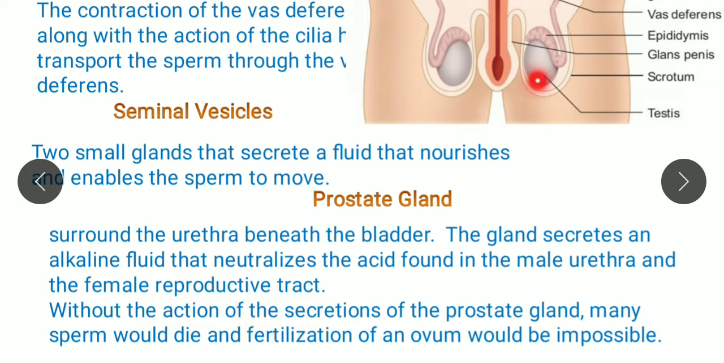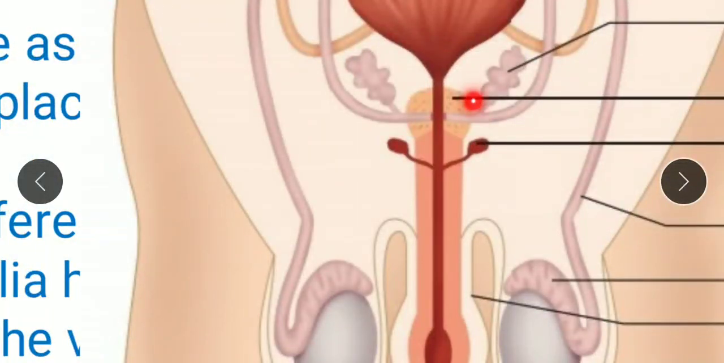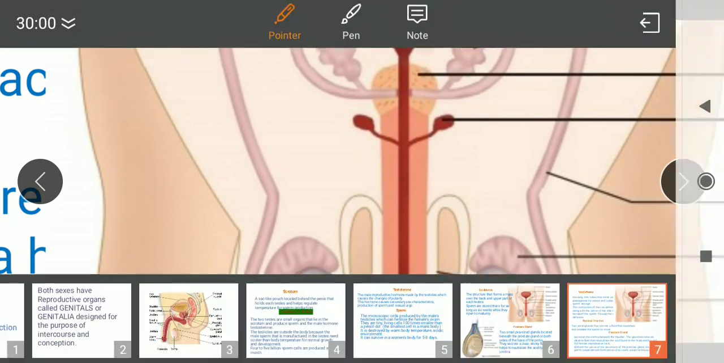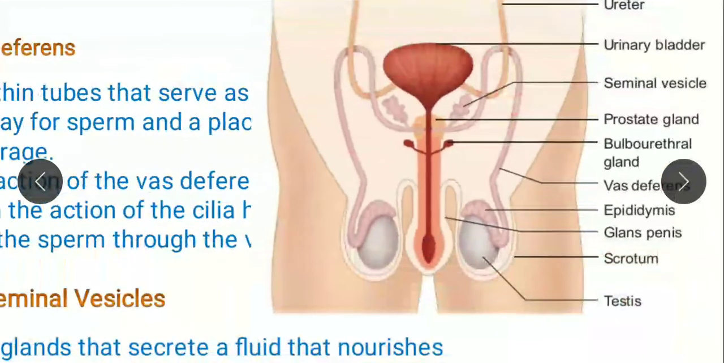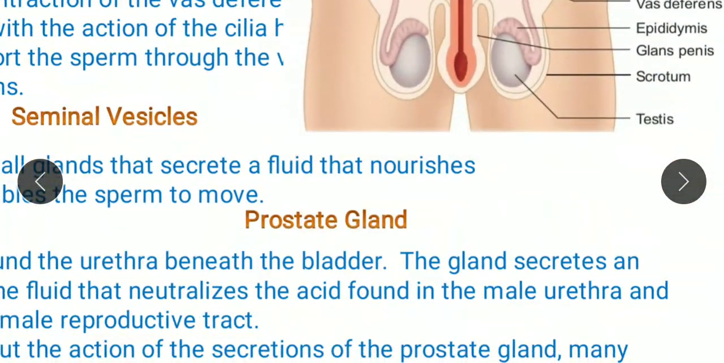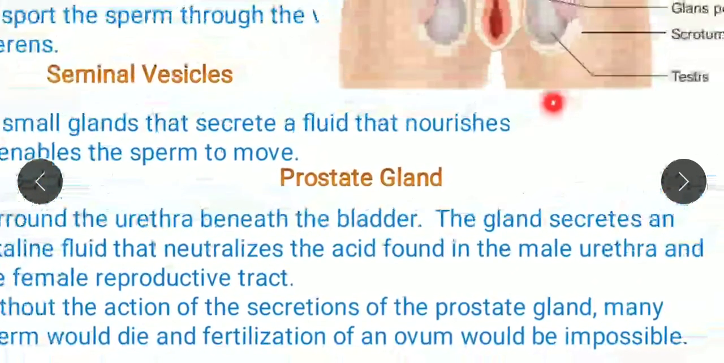See the picture. This structure is called the prostate gland. It is located near the bladder and the upper side of the penis, between the penis and the bladder. These glands secrete an alkaline fluid that neutralizes the acid found in the male urethra and female reproductive tract.